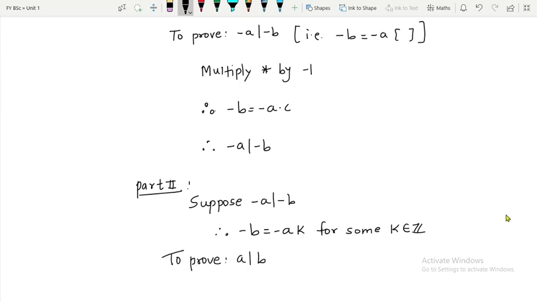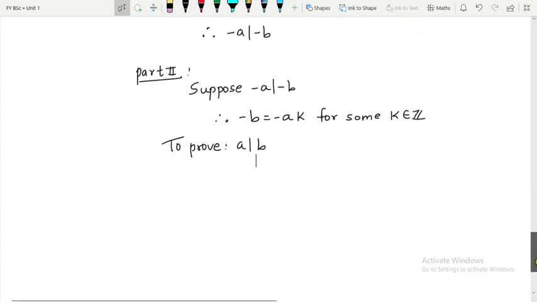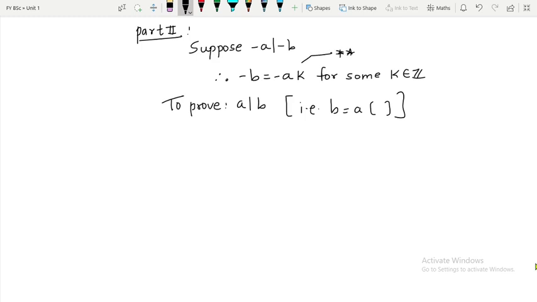So can you guess what is the logic? Because in order to prove a divides b, what we have to prove? That is nothing but b is equal to a multiplied by some integer. What to do? Yes, the logic is same. Multiply double star by -1, and therefore b is equal to ak, and therefore you can say a divides b, and that is what we wanted to prove.